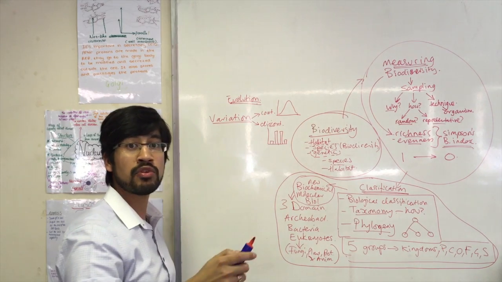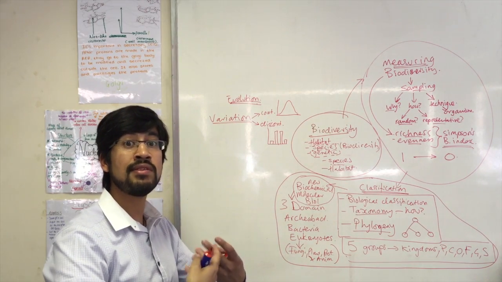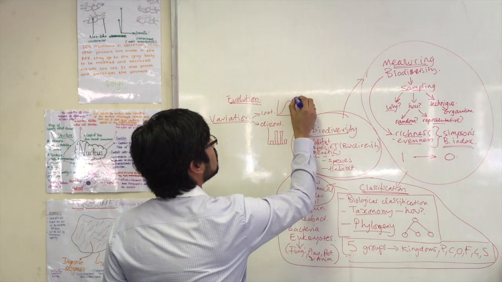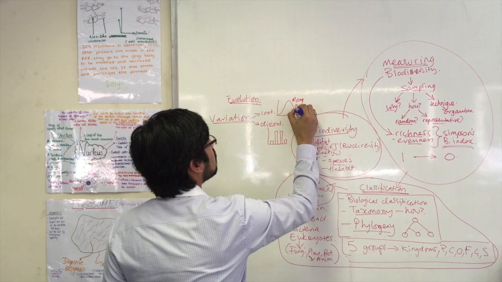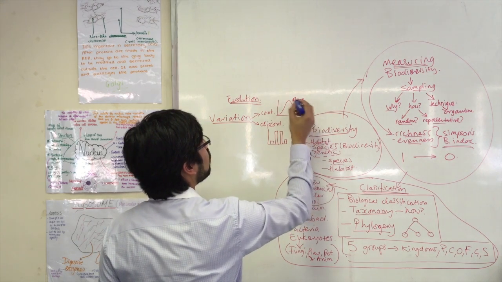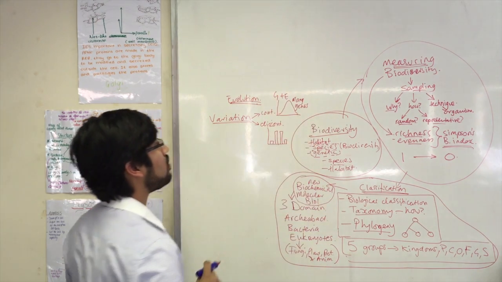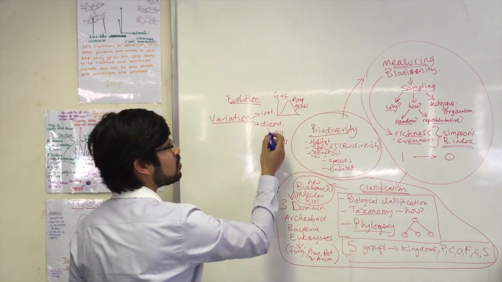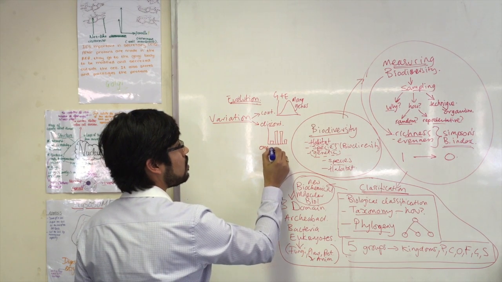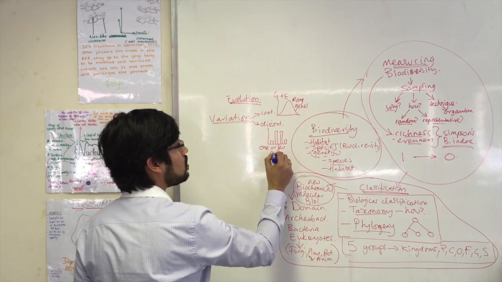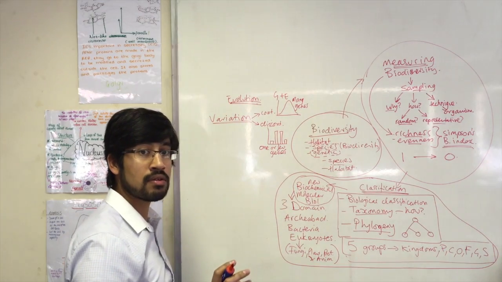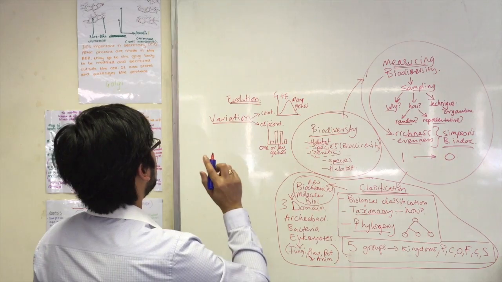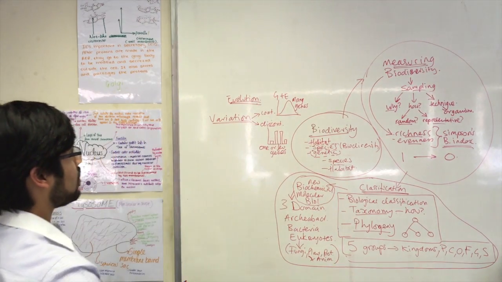Continuous variation is caused by the interaction between the genes and environment, or many genes. So, many genes or genes plus environment. And discontinuous variation is usually controlled by either one or a few genes only. Is this making sense? Okay? Right, so that's variation, all right?